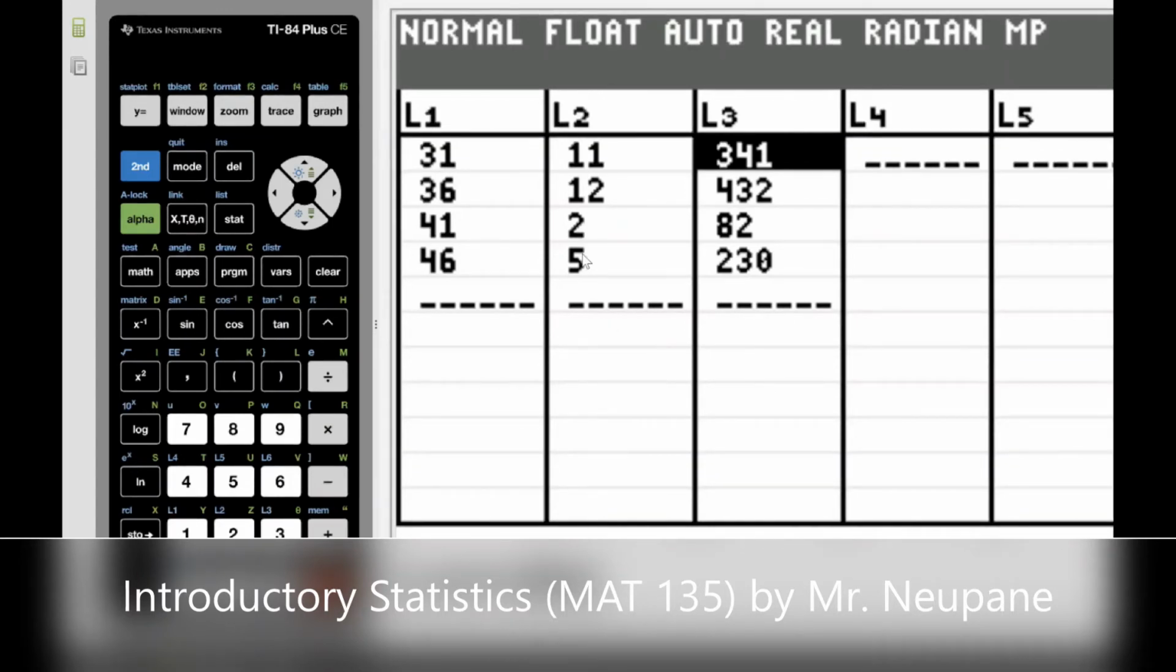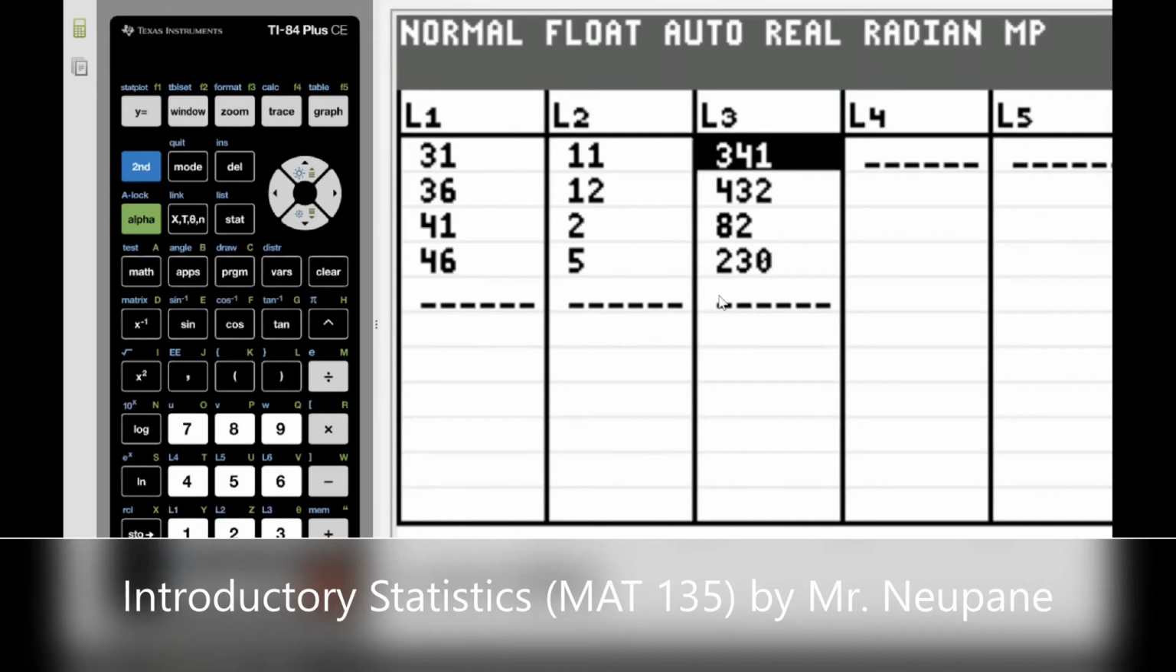Now, I'm also going to show you how you can add. If you look at the formula once again in your note, your formula says X bar equal to sum of Fx divided by sum of F. That is, we need the sum of all these, and also we need the sum of all these. So how can we add all L2 and all L3? Here if you look at L2, let's quickly add this. 11 plus 12 is 23, plus 2, 25, plus 5 is 30, right? Yes. So here the total is 30 in L2.